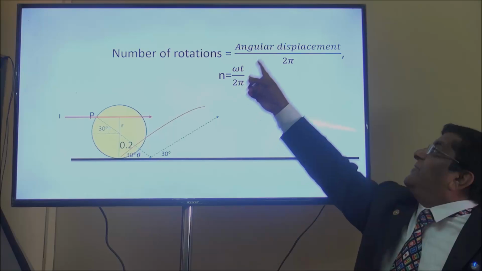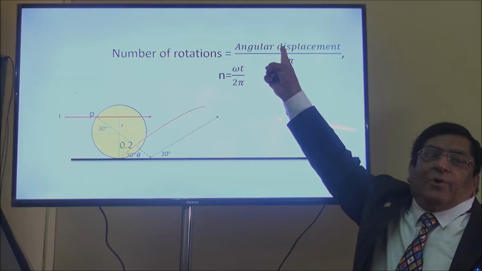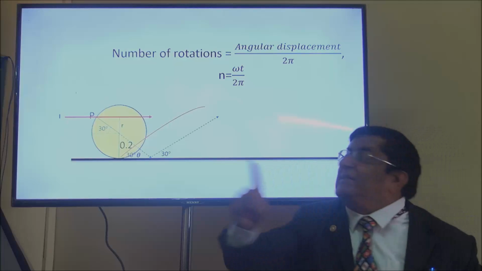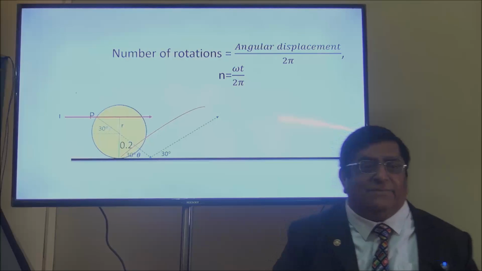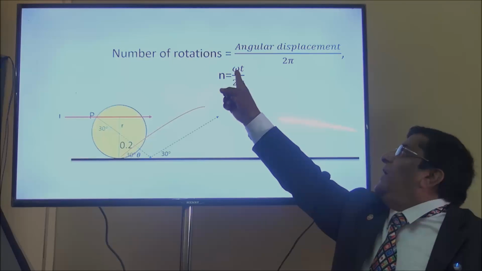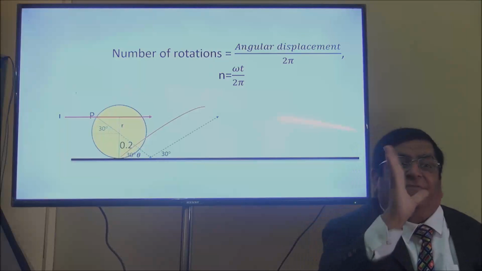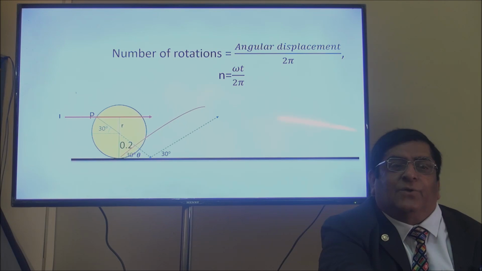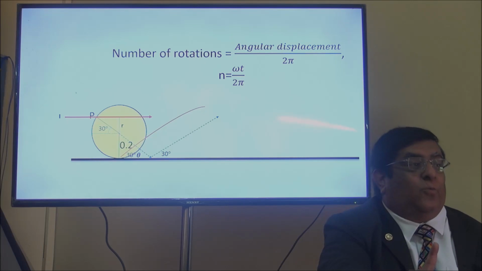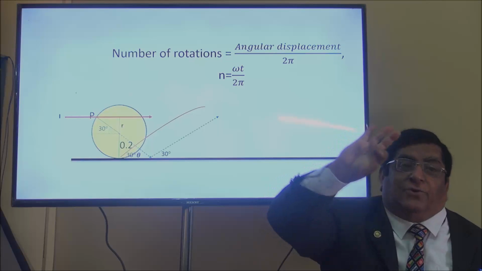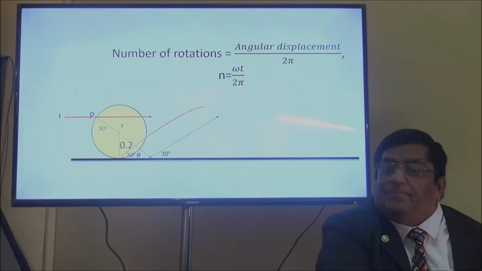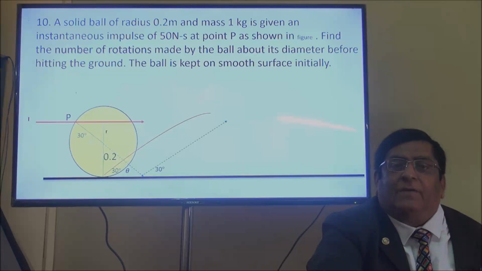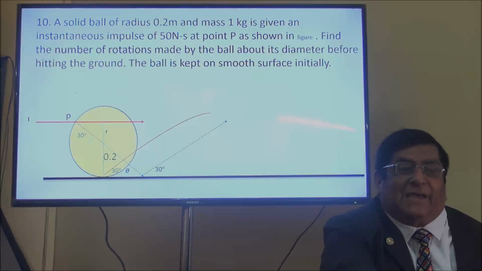Right. So in this, which angular quantity is involved? Angular displacement. And angular displacement theta is equal to omega t. So we get the formula omega t upon 2 pi. That will give us the answer. Now in this, which are the two quantities you need? Omega and t. T is the total time till which it keeps on rotating. And how much is that time? That is the time of flight.